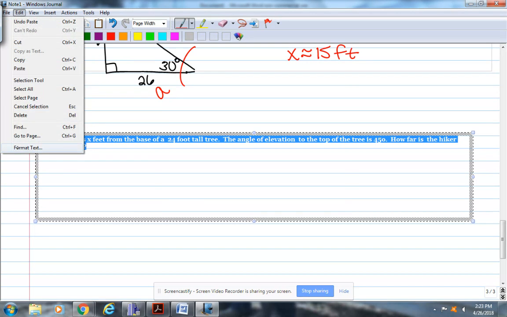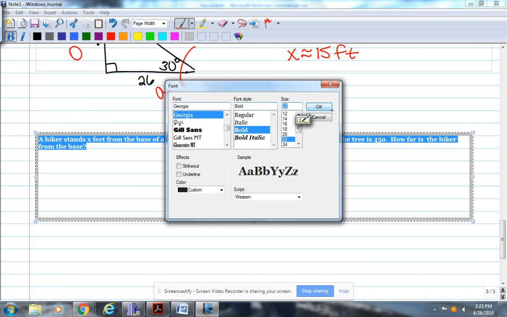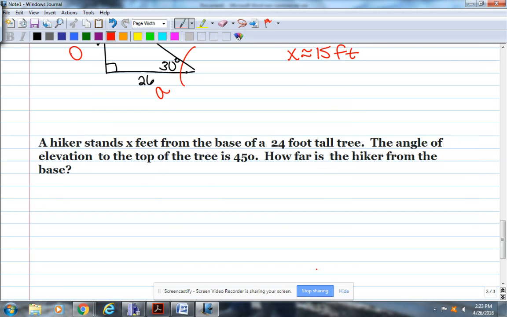Edit text 22. Okay. A hiker stands X feet from the base of a 24-foot tall tree. So here's my tree. Okay, I'm going to draw a line through the center of my tree. Yeah, it does look like broccoli.